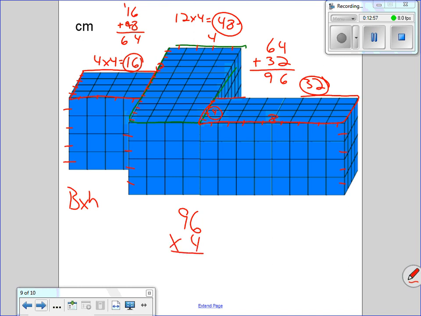4 times 6 is 24. 9 times 4 is 36, plus 2 is 38. 384 centimeters cubed. Once again, I probably made a mental mistake during this video, but I want to try and keep the video time to a minimum for you. But I thought it was important for me to show you this last problem.